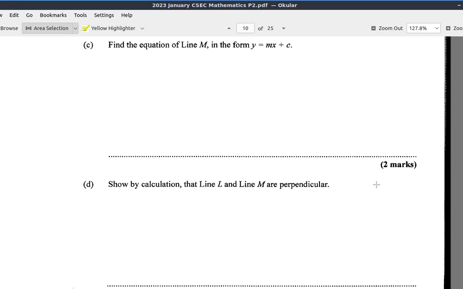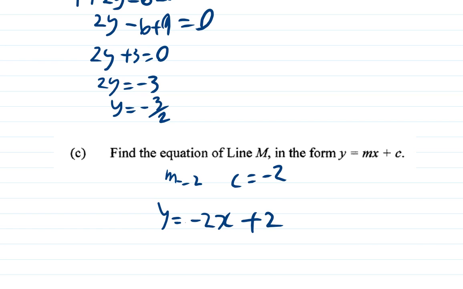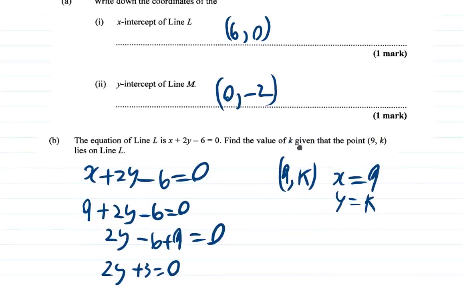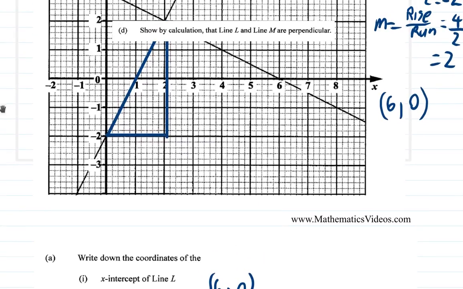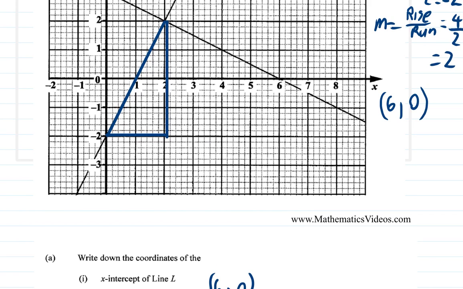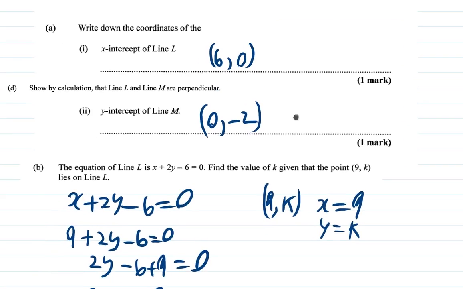Now let us see what else is here. Show by calculation that line L and line M are perpendicular. Copy. We're going to show that by calculation. Okay. I think I just copied part D. Let's put it down here.